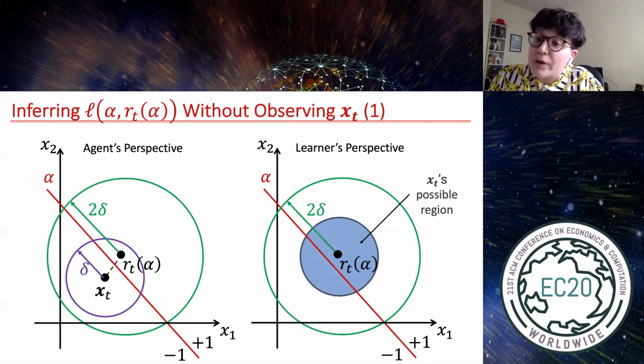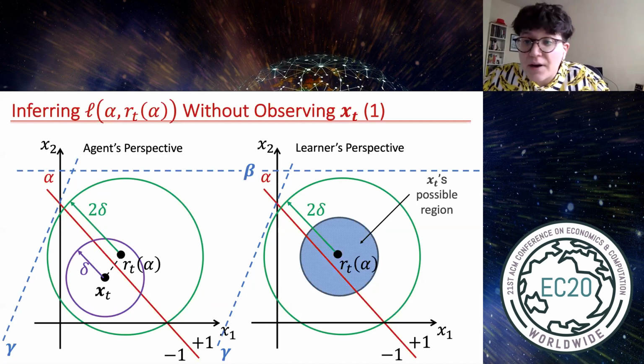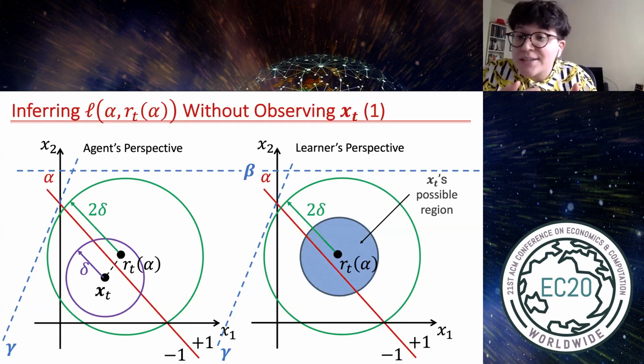But here's what they do know, and where this nice geometry comes into play. They do know that if they work in an augmented ball of radius 2 delta, they are guaranteed that they have captured all the potential positions of manipulation. And this means that if you have other classifiers, like for example, this classifier gamma or this classifier beta, these classifiers will never be manipulated by the particular agent that you saw at this particular round. And why is that? Because they're farther away than the 2 delta ball that the agent has.